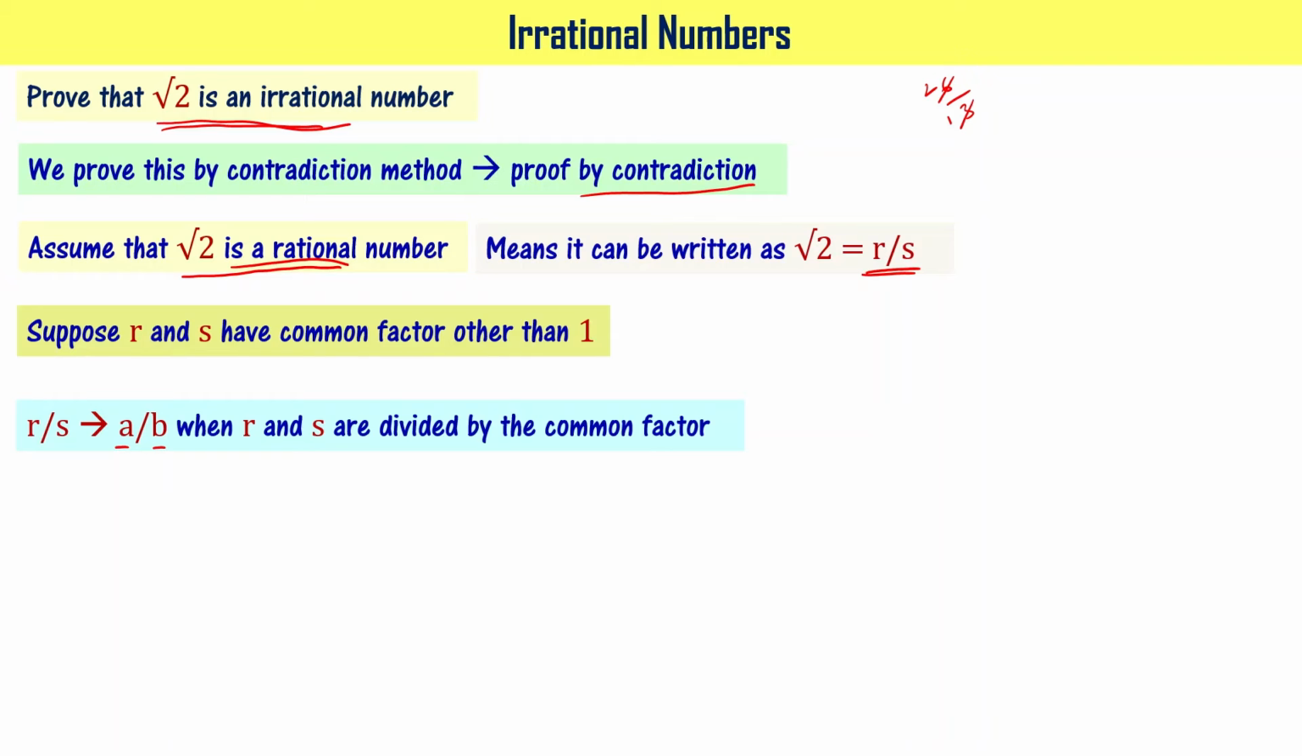In this particular case of 6 by 3, if I divide both numerator and denominator by the number 3, 6 by 3 equals 2 and 3 by 3 equals 1, right? In a similar fashion, for r by s, if I divide both numerator and denominator of this ratio by some common factor, then we are going to get a by b.